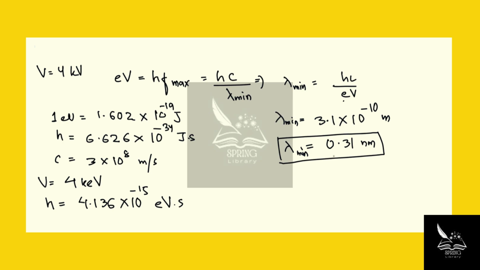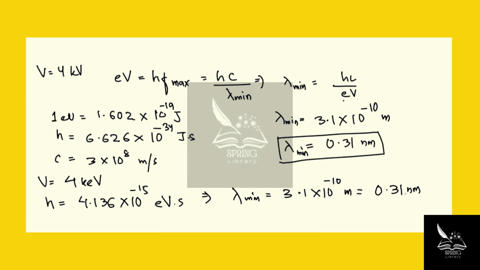So now we will use the same equation, substitute all the values, and that way we get lambda minimum to be 3.1 times 10 to the power minus 10 meter, and that is also equal to 0.31 nanometer. So this means that lambda minimum is the same in both cases.